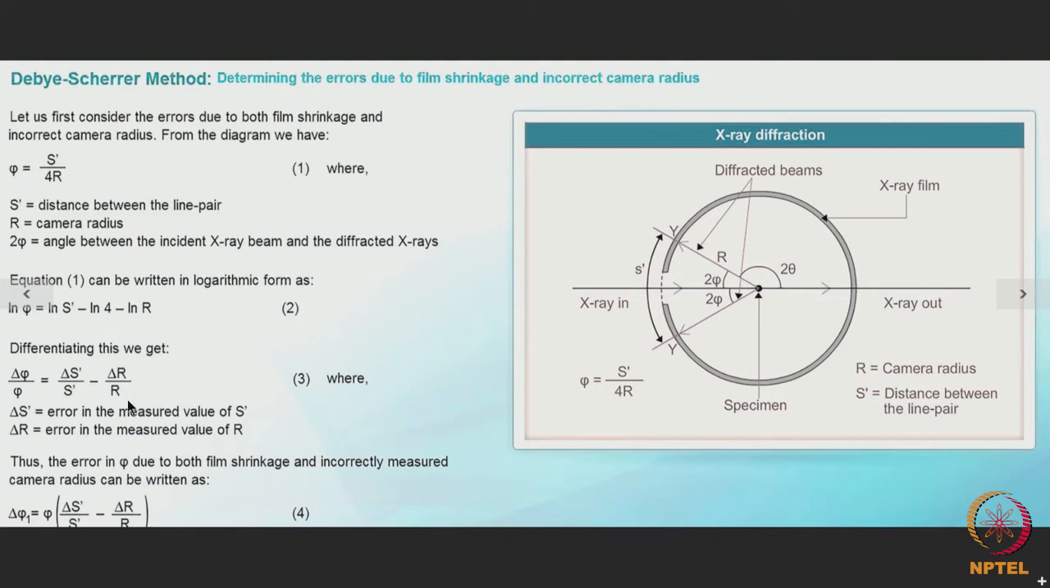If we refer to this delta phi as the error in phi due to both film shrinkage and incorrectly measured camera radius, and designate it as delta phi 1, it will be simply equal to phi multiplied by delta S prime by S prime minus delta r by r.